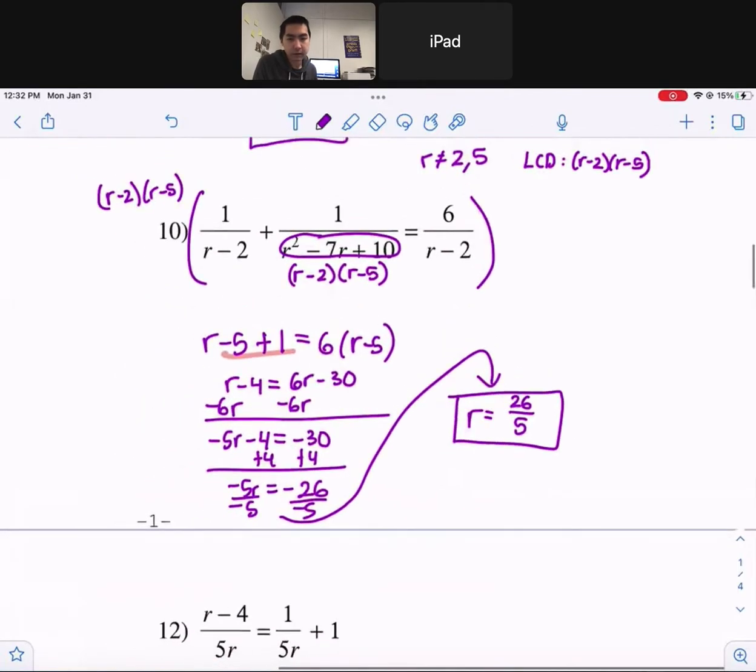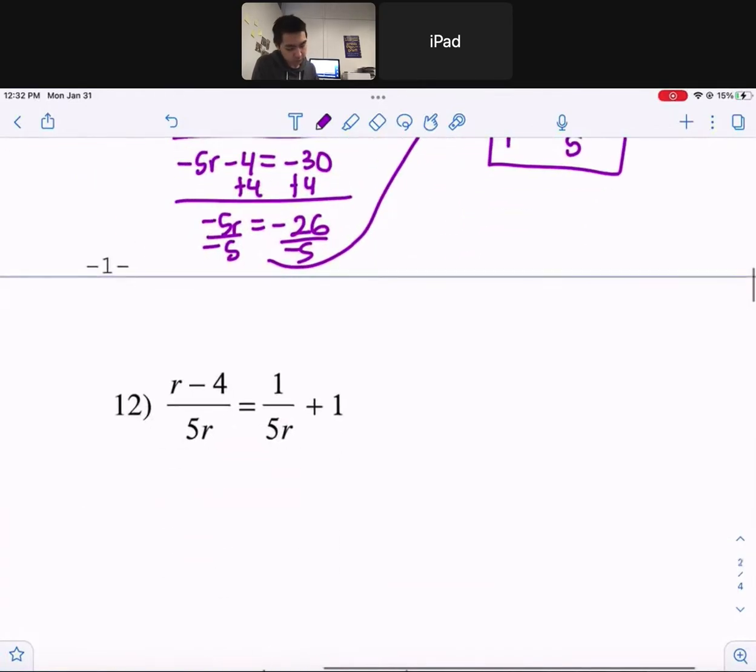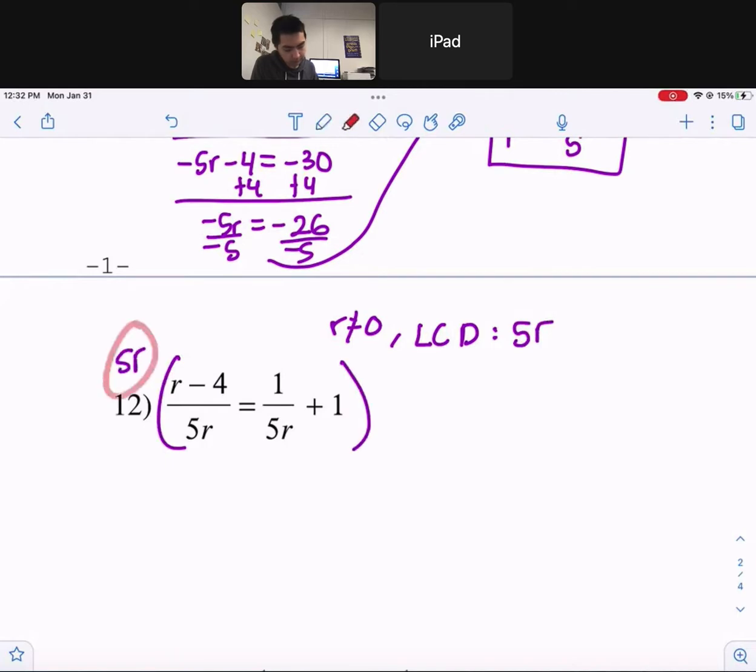Okay, number 12. Ooh, nice. R cannot be 0. The LCD is 5R. So multiply the whole thing by 5R. This times this, the 5R's cancel, so that just leaves R minus 4. This times this, the 5R's cancel, so that just leaves a 1. And 5R times 1 is just 5R.